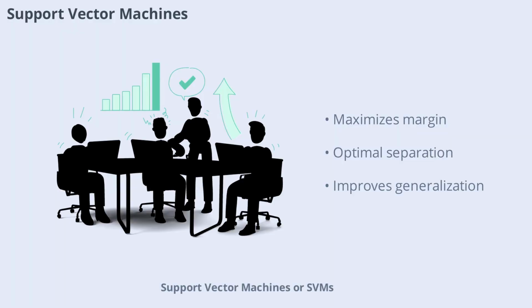Support vector machines, or SVMs, are powerful models that find the optimal decision boundary between classes. SVMs look for the boundary that maximizes the margin, or distance, between the closest points of each class. This approach helps the model generalize better to new data.